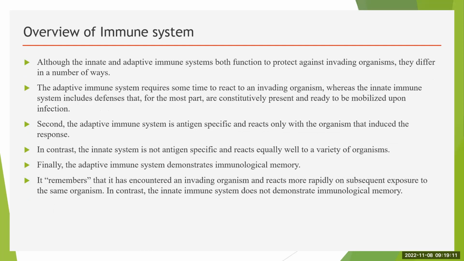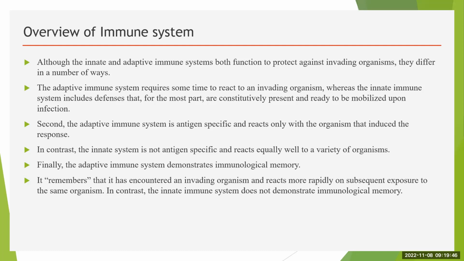The adaptive immune system requires some time to react, while that of the innate immune system is rapid, first-hand, and is always ready to mobilize upon any detection of infection or detection of intrusion within the body. While the adaptive immune system, like I said, is slow-acting, is specific, and only reacts when an organism induces a response.